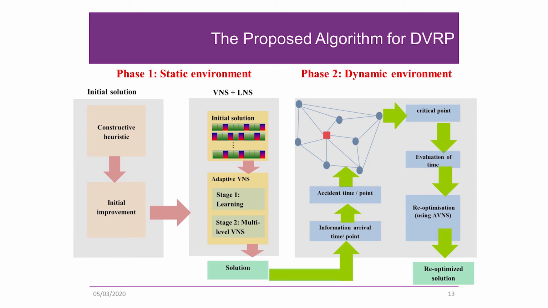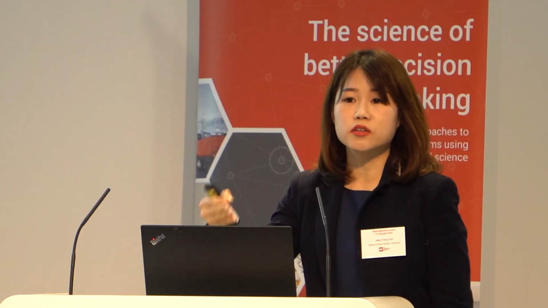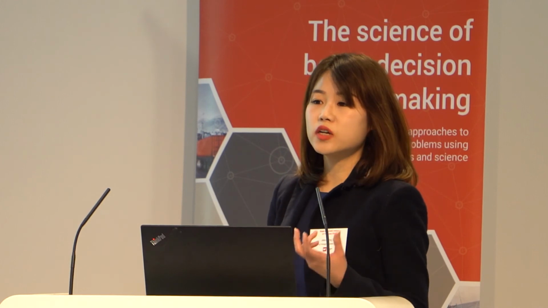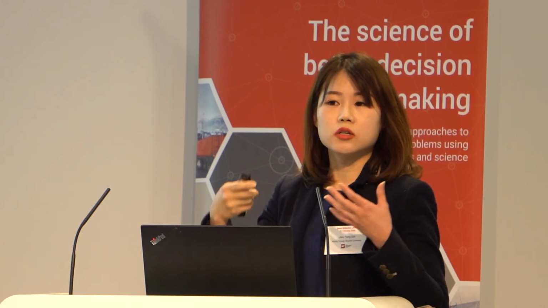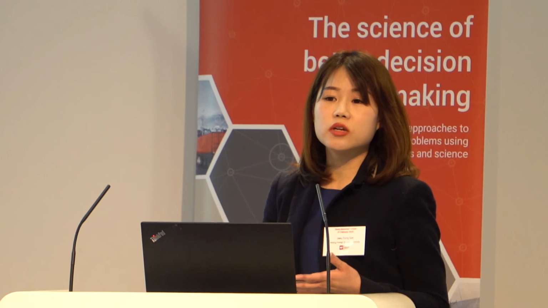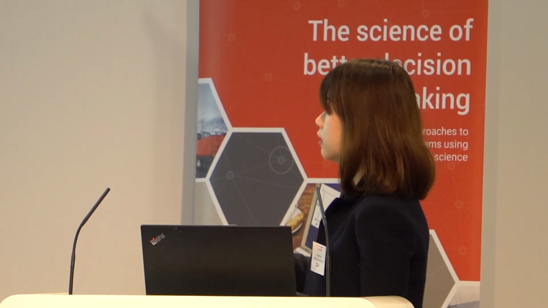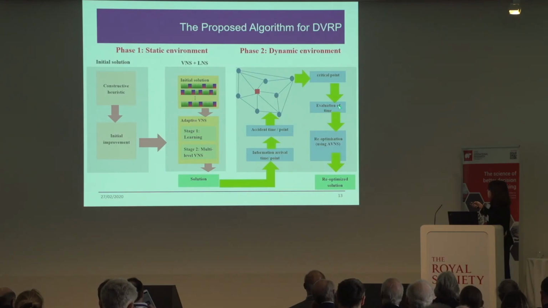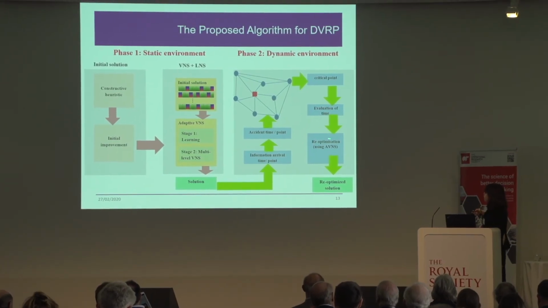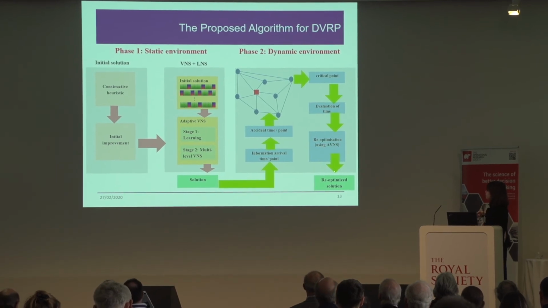And we need to incorporate these dynamic events into our existing routes. So we propose the use of the critical point method. The critical point can be seen as the diversion point for the vehicle, where the vehicle can make a turn. In real life, the critical point can be seen as traffic lights, junctions, or roundabouts, where the vehicle can make a turn. And we evaluate the time, and then we re-optimize using the AVNS algorithm that we proposed just now. And we come up with the re-optimized solution.